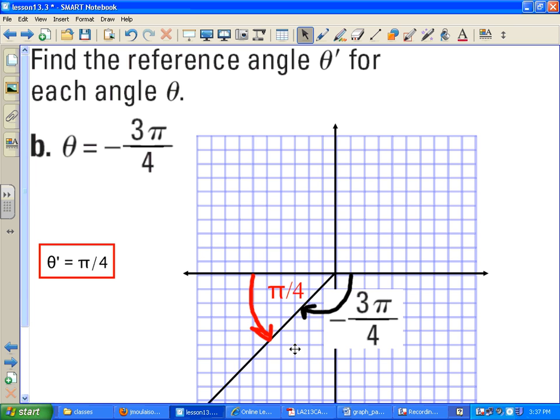Now the reference angle is the acute angle formed between the terminal side and the x-axis. So here's the terminal side of the angle. Here's the x-axis. Pi over 4, that's the acute angle. Negative 3 pi over 4 here. If I continued one more negative pi over 4, that would be negative 4 pi over 4, negative 180, that full semicircle there. So the reference angle in this case is pi over 4. Reference angles by definition are always positive. So the reference angle here is listed as pi over 4, not negative pi over 4.